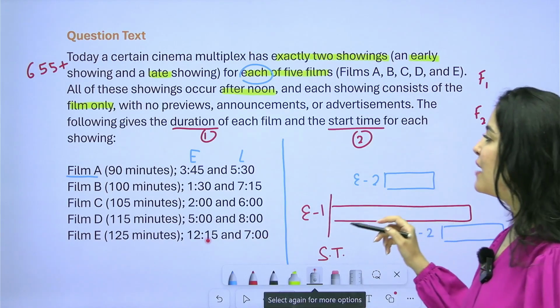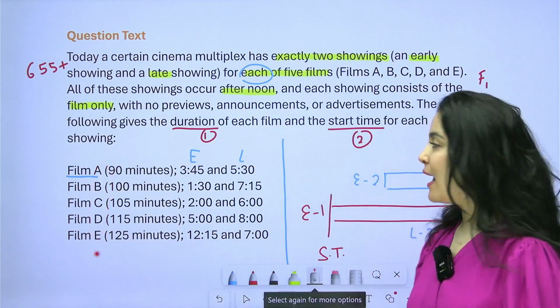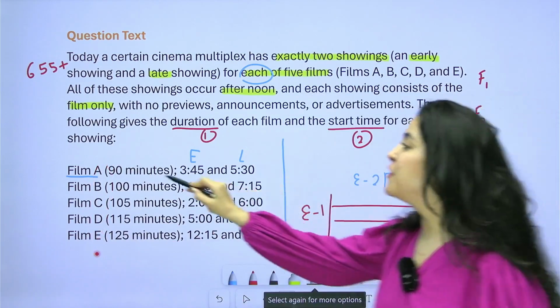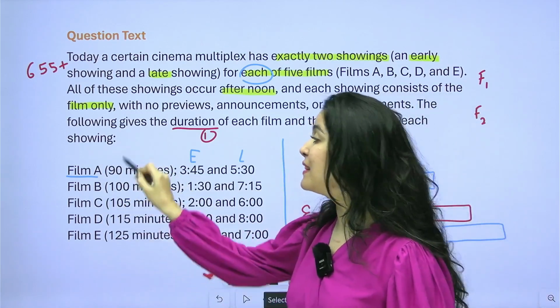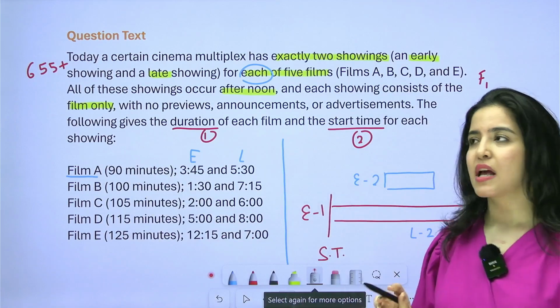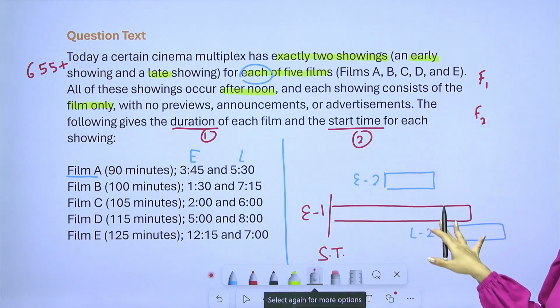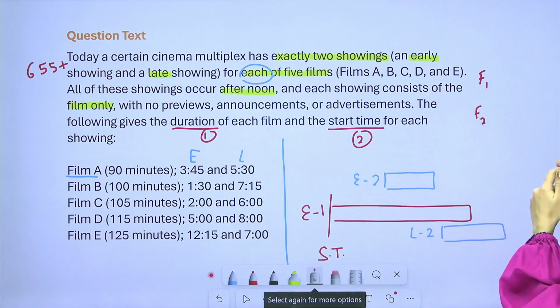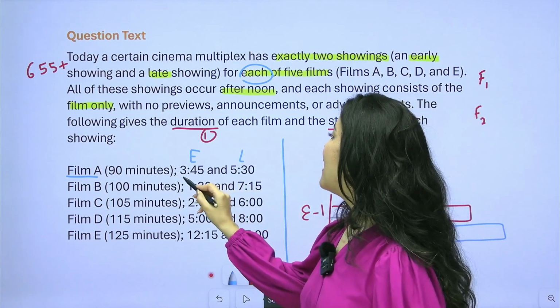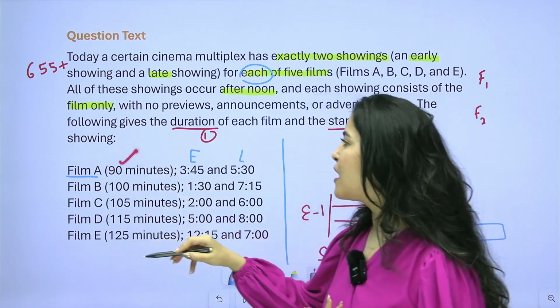One option I have is to check for each of these one by one. I can think, okay, what if film A is the first film? What if film B is the first film? And then check this for all 5 options. But that could be a bit lengthy. So I should try to understand what's really happening here and see if there's a faster way to get to the films. Now, look, here I have early starting at 3:45, then this goes on for 1.5 hours.